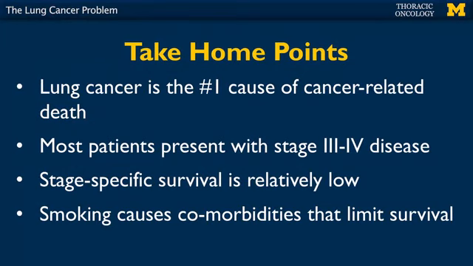So what do we take home from this? We have learned that lung cancer is the number one cause of cancer-related death in both the United States and in the world, that most patients present with stage 3 or 4 advanced disease, that stage-specific survival is relatively low when compared to other common cancers, and that smoking causes comorbidities that limit survival in this population as well.